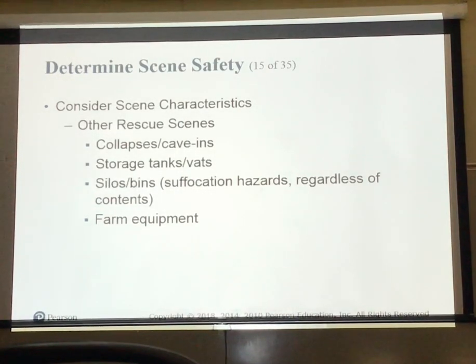Alright, it's your duty to ensure that adequate numbers of appropriately trained and equipped personnel are summoned if necessary to handle special rescues, alright, such as collapses and cave-ins, storage tanks and vats, silos and bins, farm equipment. Some situations you might frequently encounter, okay?